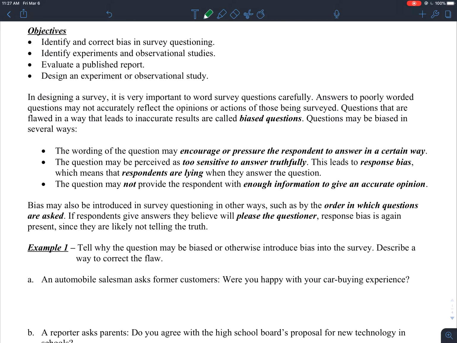So the wording of the question may encourage or pressure the respondent to answer in a certain way. The question may be perceived as too sensitive to answer truthfully. Asking someone, hey, have you ever cheated on a test? That would be a sensitive question that they may not want to answer truthfully. Maybe the answer is yes, but they say no because they don't want to look bad. Okay?